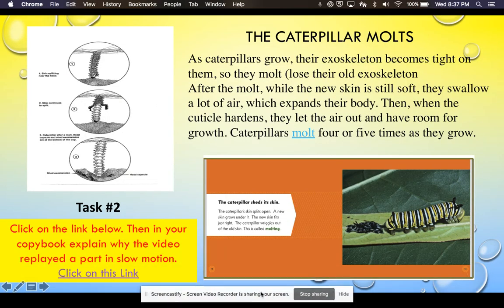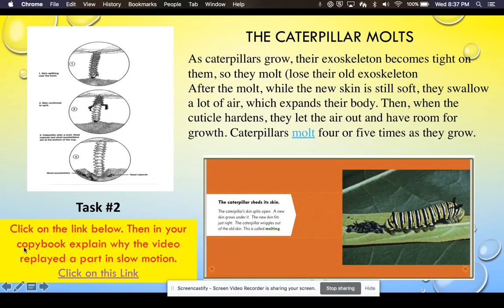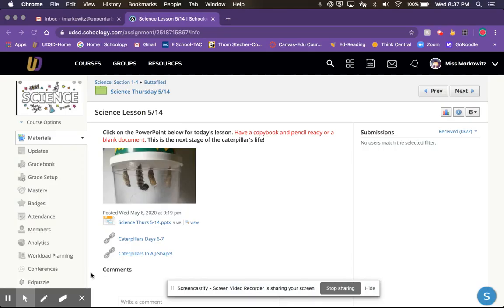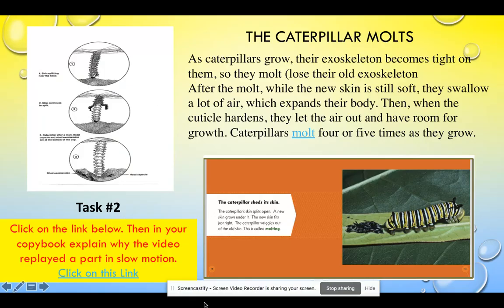All right, click on the link below and your copybook will explain why the video replayed a part in slow motion. So you will click here. Again, it will take you to a video. All right, we'll keep going through. Take a look at this picture.